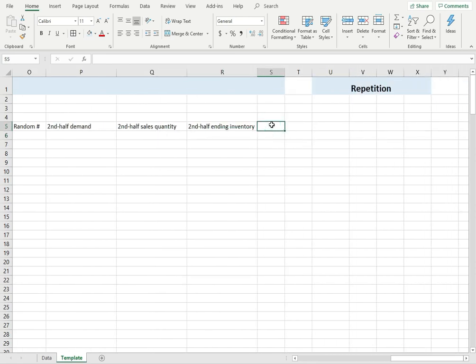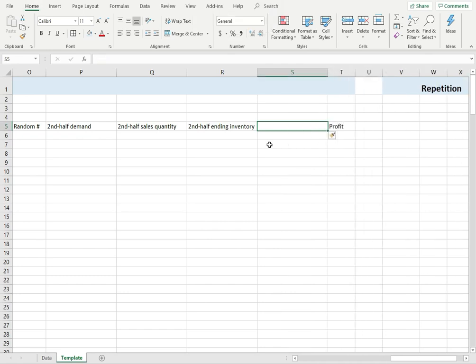But in the end, we need to record the metrics, the performance measure we care about. This is the profit. But it's more than that. What is profit? Profit is just revenue minus cost. So we need to find out the revenue and cost. So let me create a column, actually several columns. First, let me record the revenue.